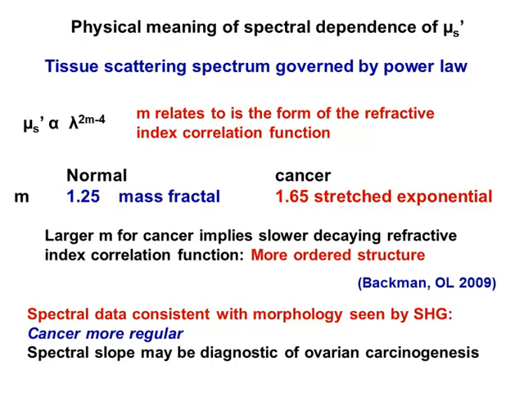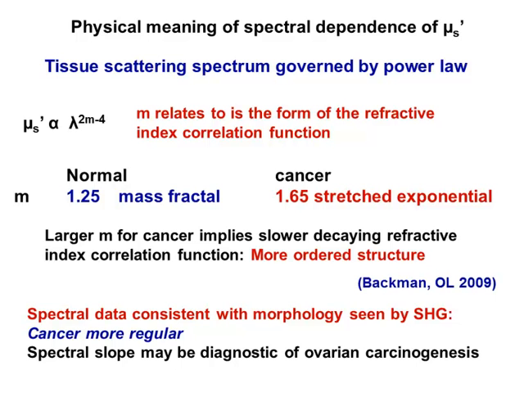So in general, the μs prime spectral dependence is governed by a power law, where this is lambda to the 2m minus 4. Now, if you have m equals 0, that would be Rayleigh scattering, and so you would get a classical case of the wavelength to the minus 4. But tissues don't work that way, and this is work that Backman did last year. This factor m relates to the form of the refractive index correlation function, and that's a measure of how similar the tissue is over distance. So if a tissue is very, very regular, its refractive index correlation function will decay very, very slowly, and if it's more random, it will decay more rapidly.